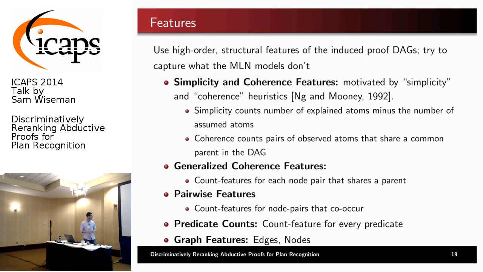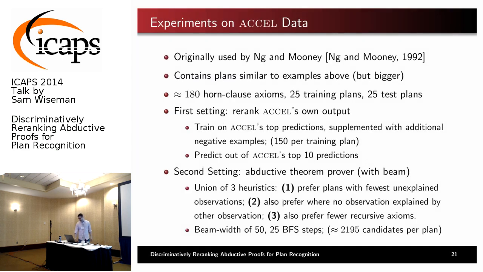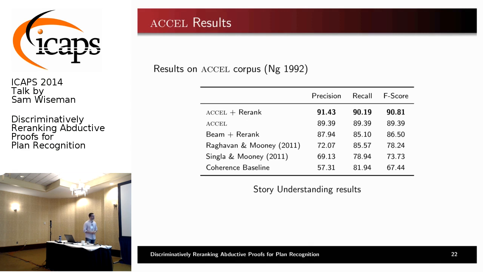And finally, these graph features: we can count the number of edges and nodes in the induced proof graph. If there's a lot of edges, if it's a dense graph, then things are probably more coherent. If it's stringy, though, then they're probably not. You can check out the details of the search and all the stuff in the paper. I just want to show you, though, that doing this, you actually do really, really well.